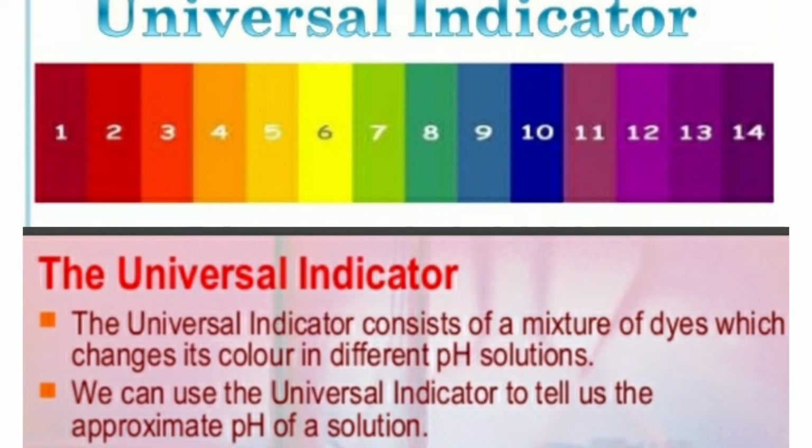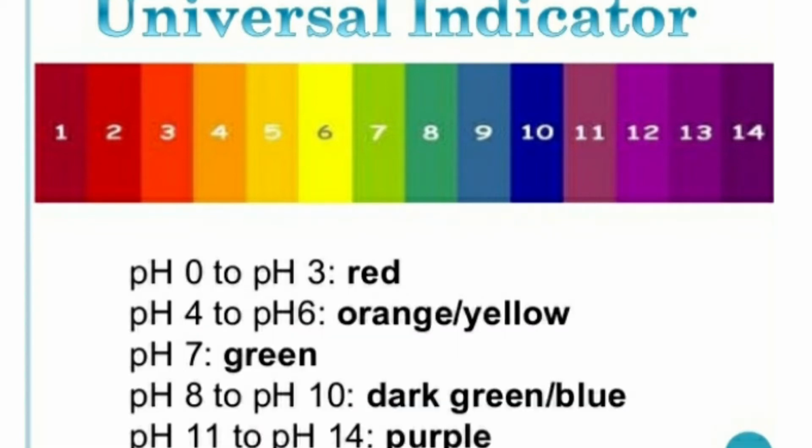If the pH is from 0 to 3, it shows red color. pH is 4 to 6, it shows orange or yellow color. And pH is 7, it shows green color. pH is 8 to 10, dark green color. pH is 10 to 14, purple color.